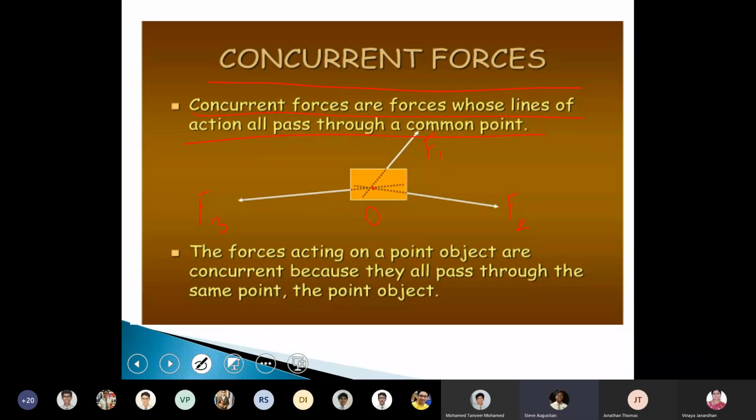Now, do we have to draw the diagram? Yes, draw the diagram. Just label the forces F1, F2, and F3, and the common point O. Ma'am, can you repeat what the dotted lines denote? The dotted line denotes the line of action, that is the line along which the force is acting.